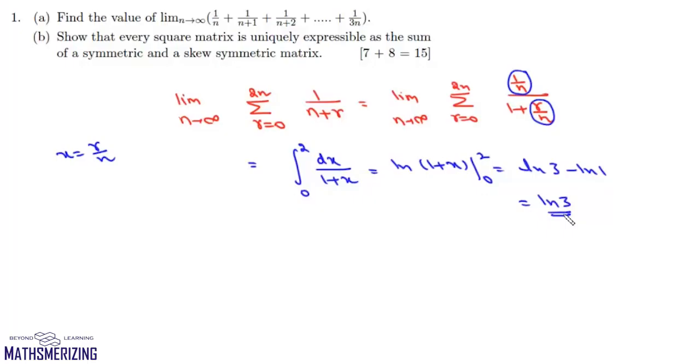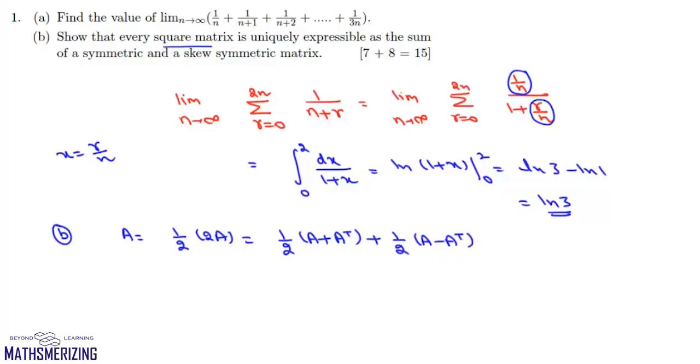Now for the second part, it says: show that every square matrix is uniquely expressible as a sum of a symmetric and a skew symmetric matrix. Now we know that we can write any matrix A as 1 by 2 into 2A, and we can write this as 1 by 2 (A plus A transpose) plus 1 by 2 into (A minus A transpose). So we have expressed this matrix as sum of these two square matrices.